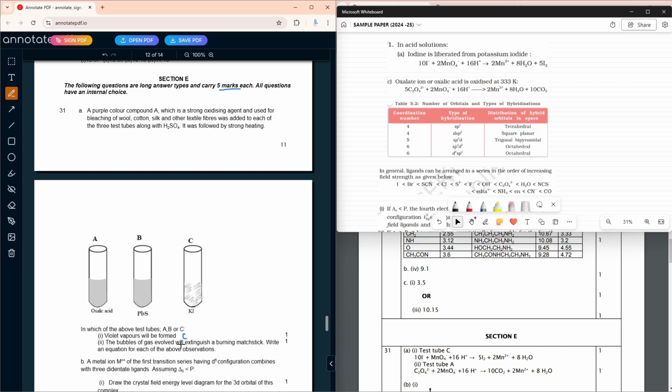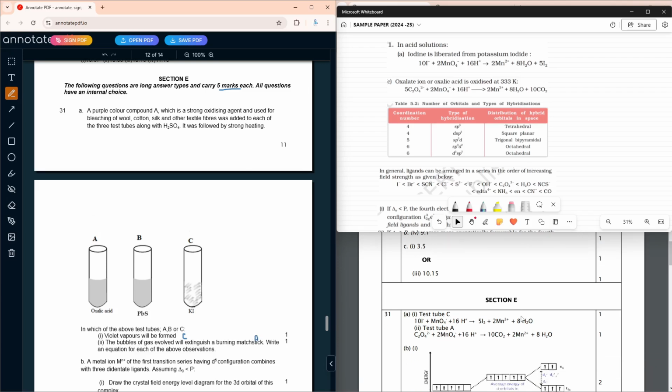The second question: the bubbles of gas evolved will extinguish a burning matchstick. The burning matchstick getting extinguished is a characteristic example of carbon dioxide gas. So oxalic acid is the reaction with which it forms carbon dioxide. And they are asking us to write the chemical reaction. So you just need to mention these, and that's what is given in your solutions as well. But these are actually given in your textbooks too.